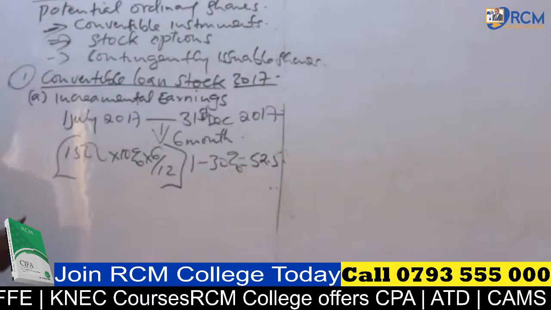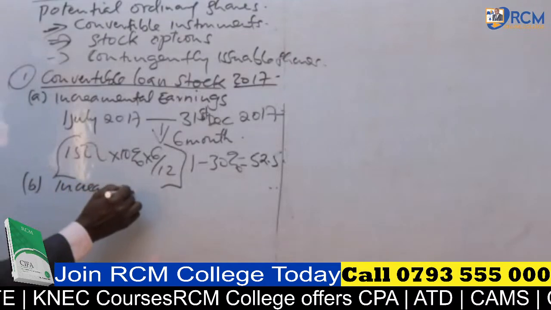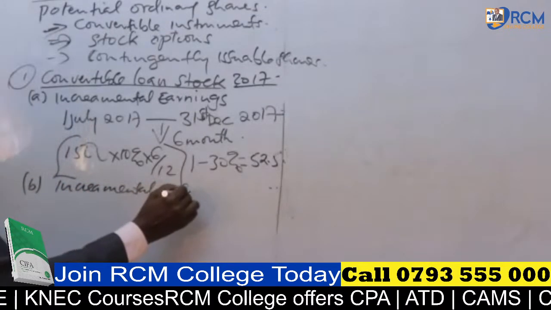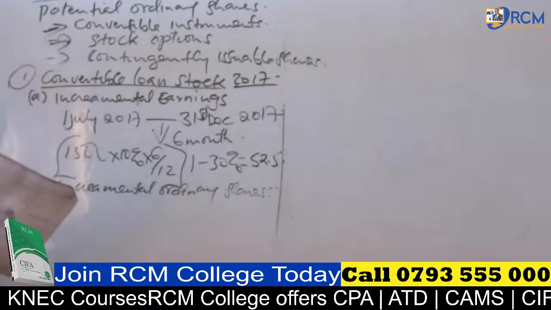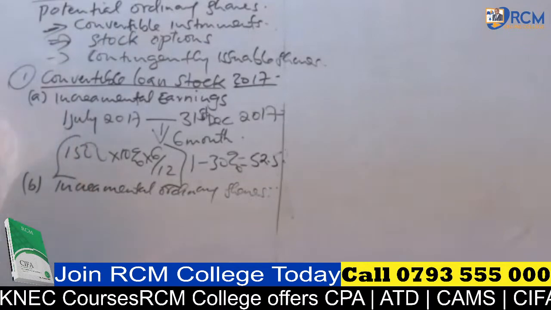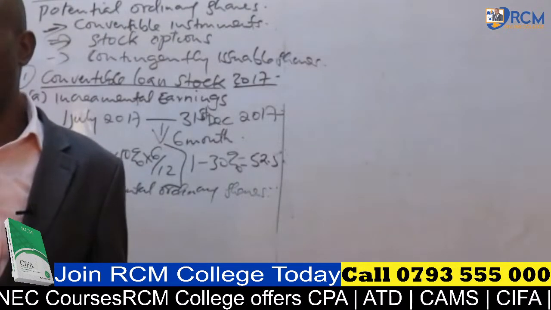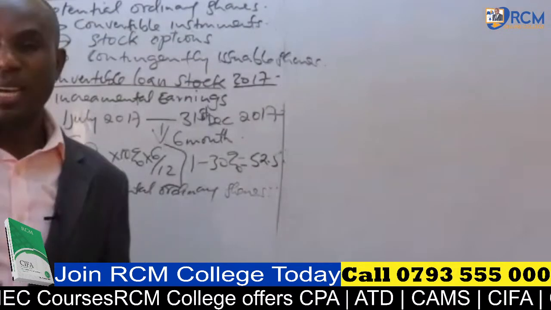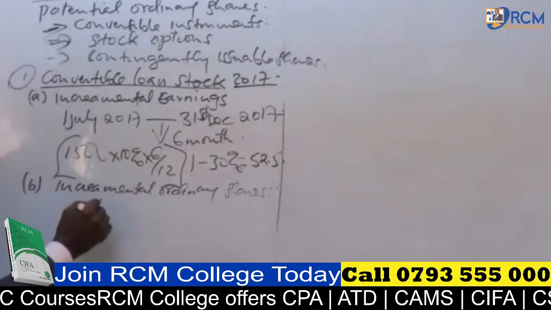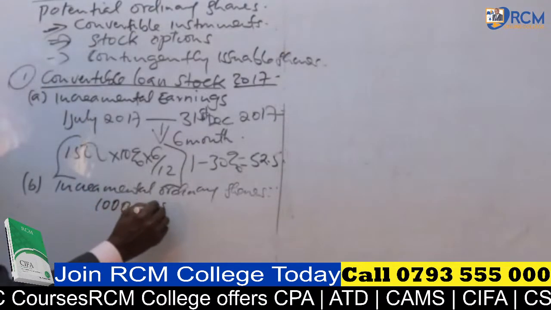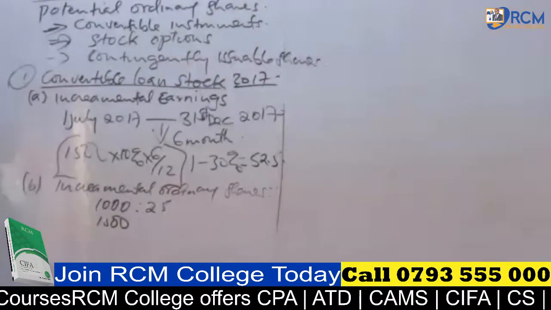Then number B, we have incremental ordinary shares. We are going to convert it into ordinary share. I believe we are together there. How are we going to convert it into ordinary share? Our ratio is for every 1,000, you get 25. Therefore, what about 1,500?